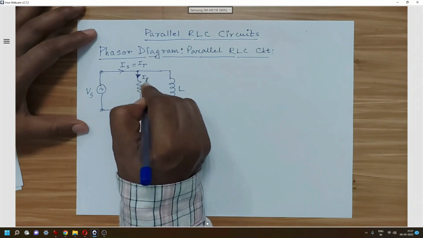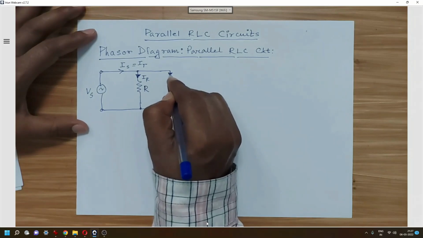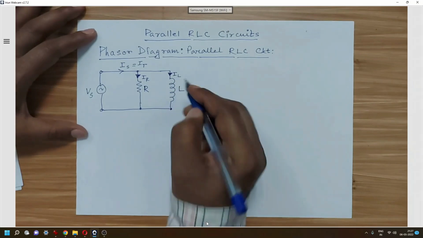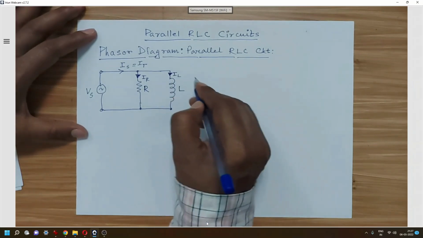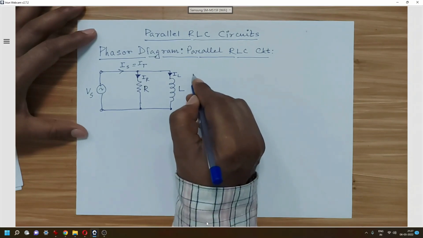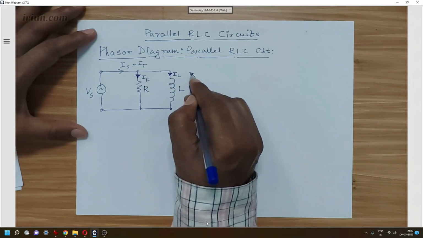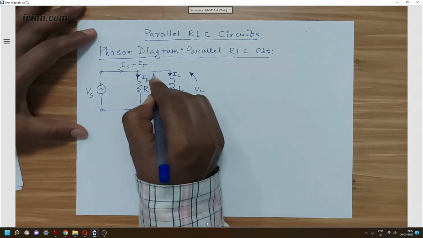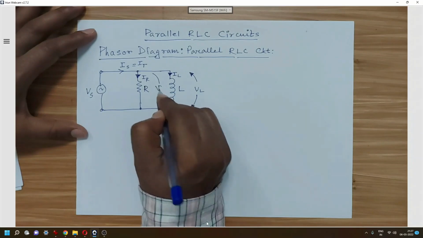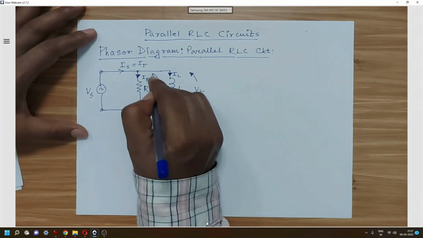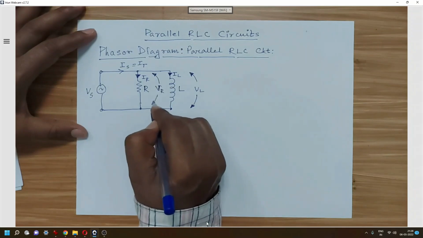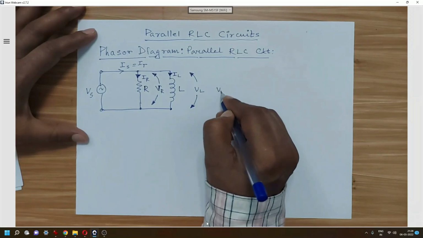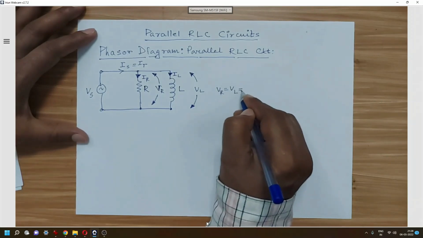Say this will be IR and it can be denoted by IL. That is, current through the resistor is IR and current through the inductor is IL. And now if we think about the voltage drop across the element, so we can understand the voltage across inductor can be denoted by VL and voltage across the resistor can be denoted by VR. So this will be VR. And as a rule of the parallel circuit, we know that the VR equal to VL equal to, say, V.